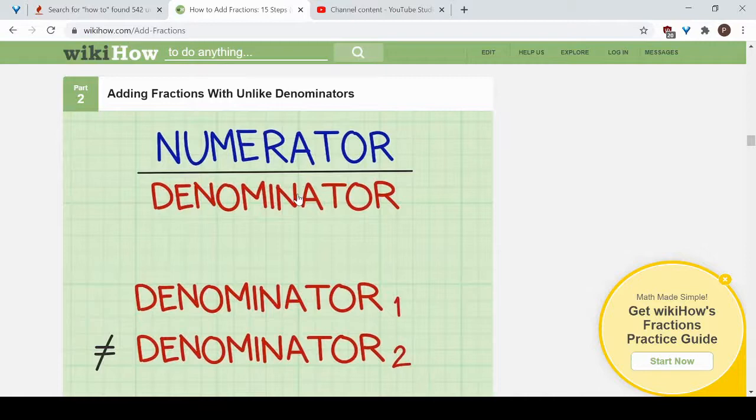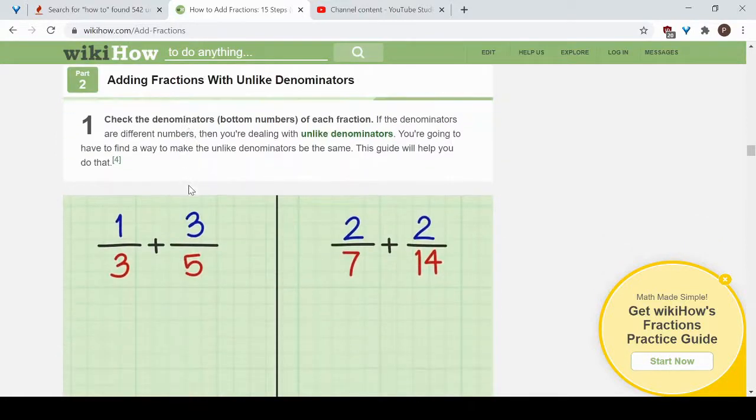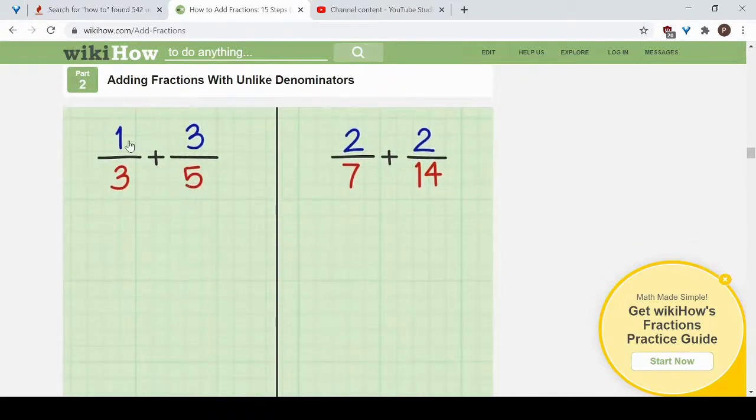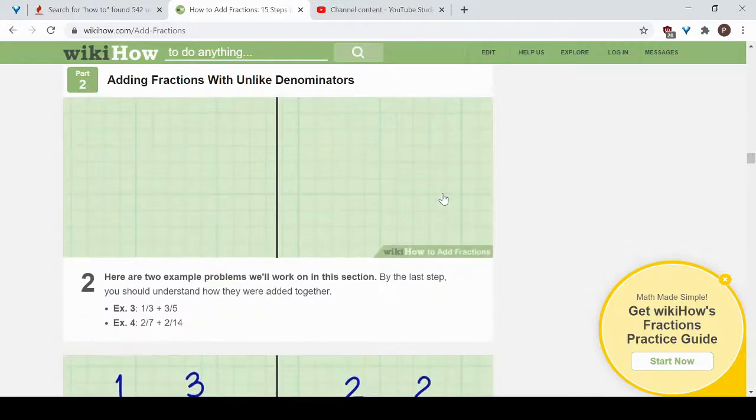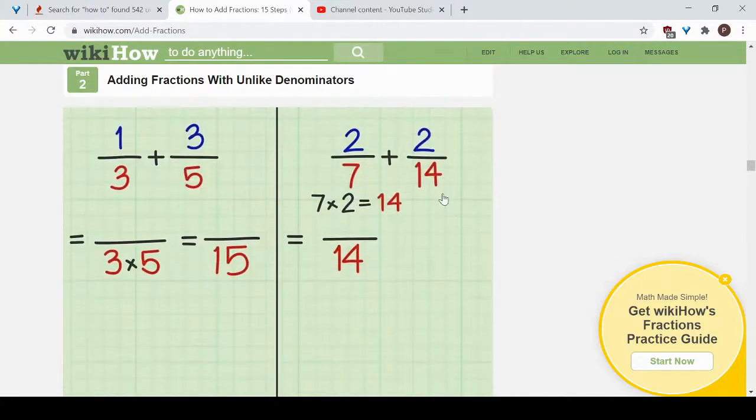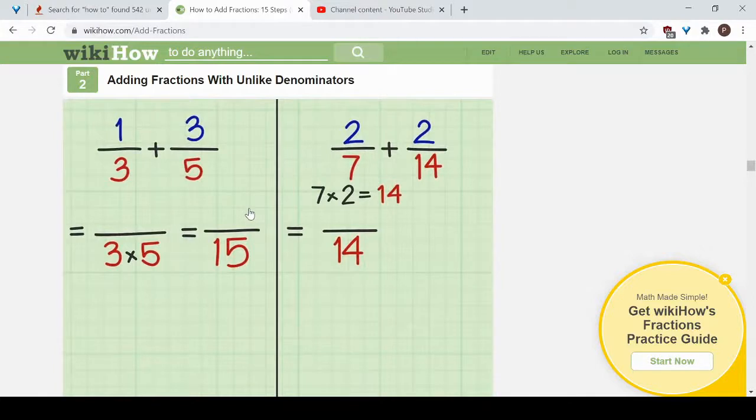Now I'm going to show you how to add fractions with different denominators. In this example, we have 1/3 plus 3/5. This one has 3 as the denominator, this one has 5, so they're different. And 2/7 plus 2/14. There's really no way to add numbers with unlike denominators. What you have to do is first make the denominators the same, and then you can add them together.